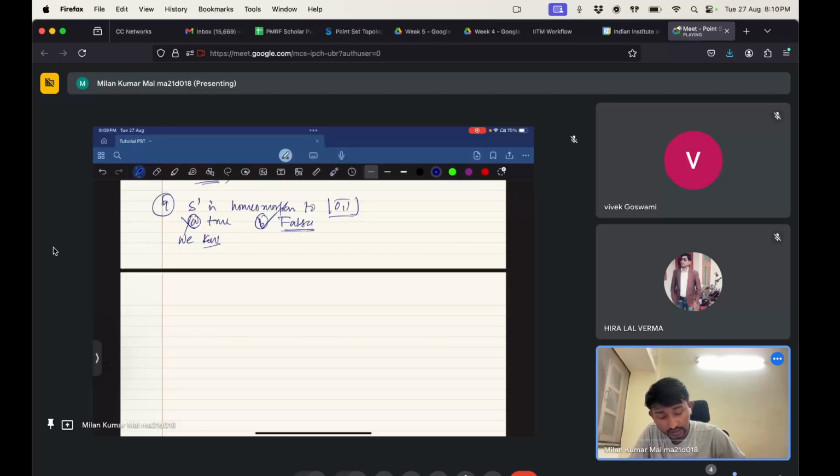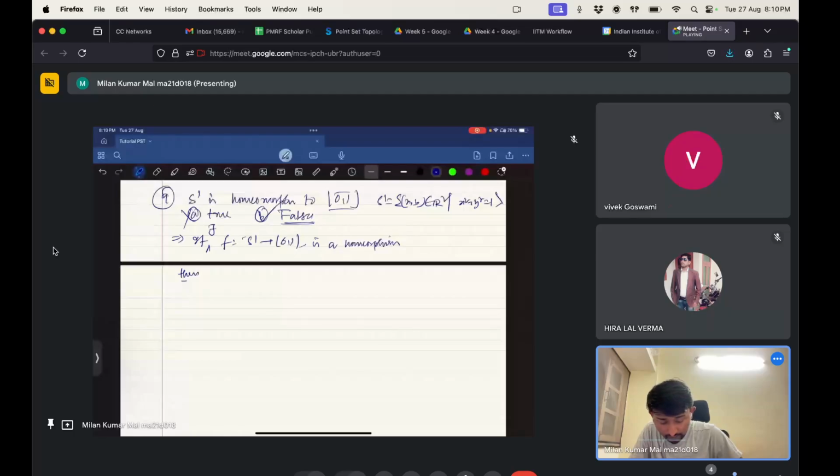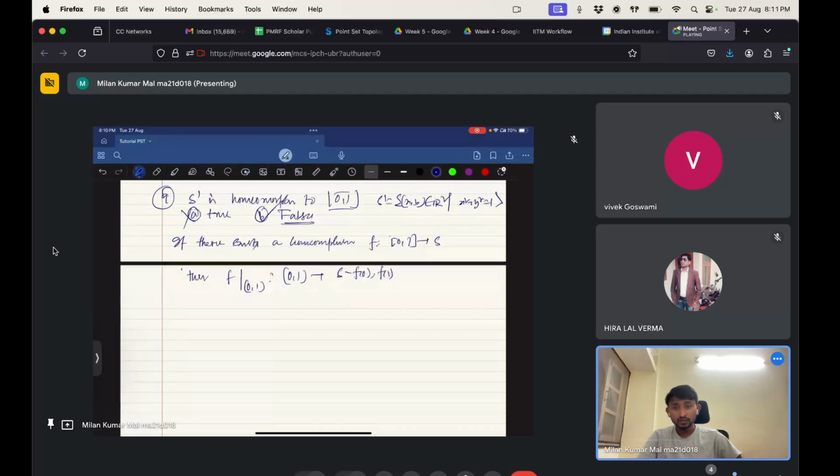If a homeomorphism from S1 to [0, 1] exists, then, sorry, in the reverse direction: if there exists a homeomorphism f from [0, 1] to S, then f restricted to the open interval (0, 1), which maps to S minus {f(0), f(1)}, is also a homeomorphism. We have this because a homeomorphism is a bijection map, right?